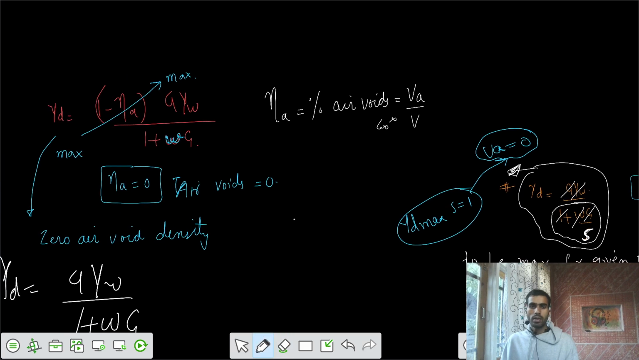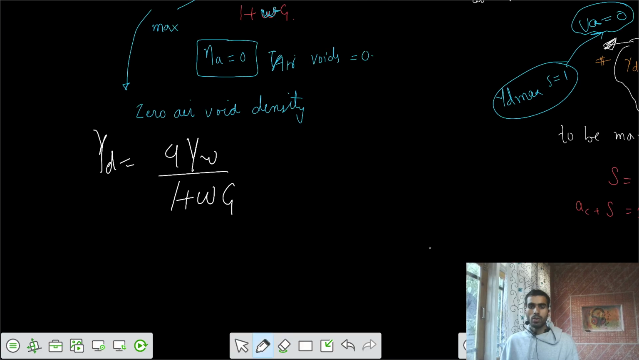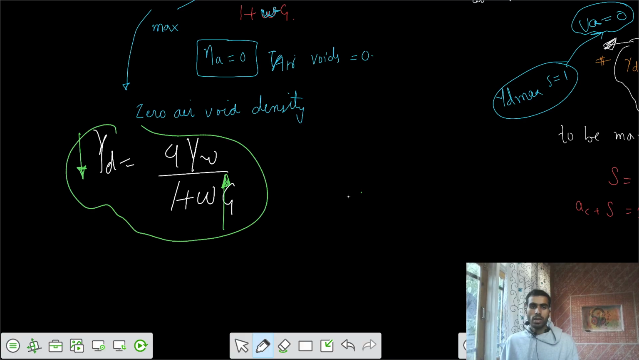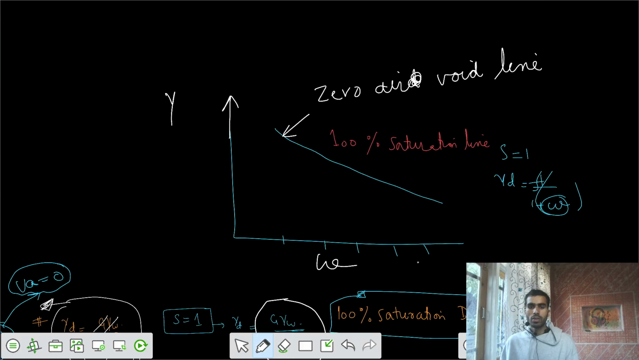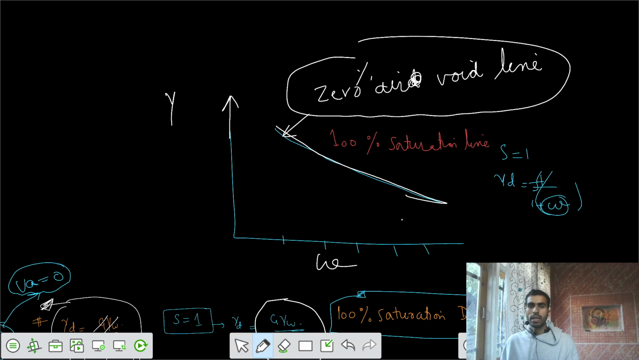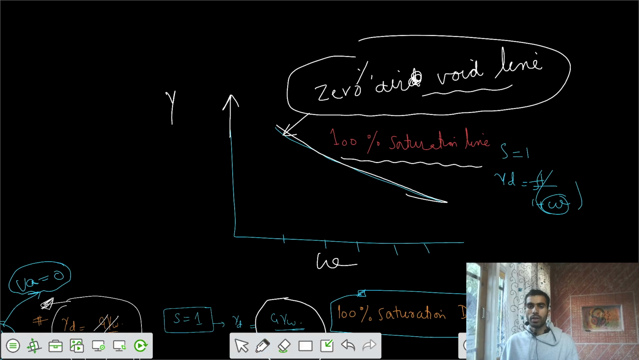Here we can see that the relation is only a function of the inverse of W. So once we increase W, your gamma D decreases, because all other parameters remain fixed. That's why it's decreasing with water content. So the 0% air void line is equal to the 100% saturation line. This is one statement we get.